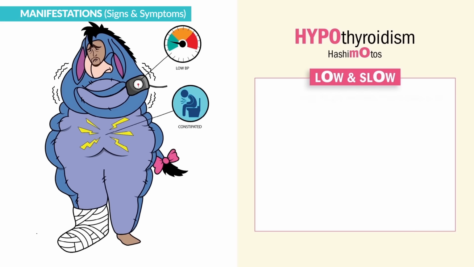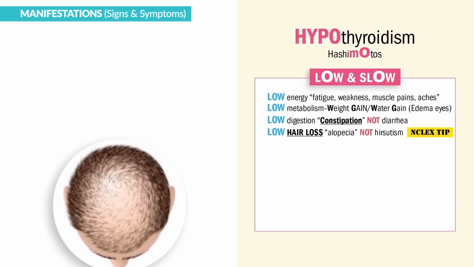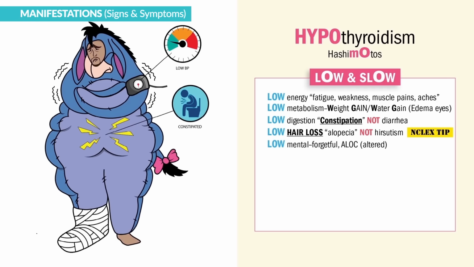Low hair, or basically hair loss, called alopecia. Now, guys, this is not hirsutism. Huge NCLEX tip. They're going to try and trick you. Hirsutism is that hairy suit. We have hair loss here. We also have low mental status, or basically forgetfulness. Low mood, known as depression, apathy, or confusion.